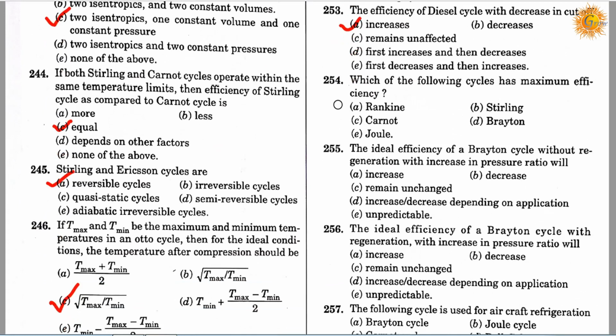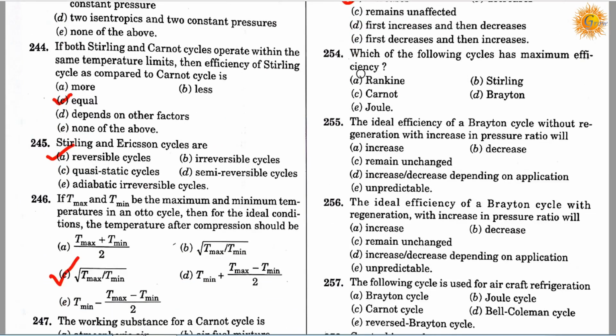Question number 254. Which of the following cycles have maximum efficiency? Option A, Rankine; option B, Stirling; option C, Carnot; option D, Brayton; option E, Joule. So correct answer is C, Carnot. The cycle that has maximum efficiency is the Carnot cycle.